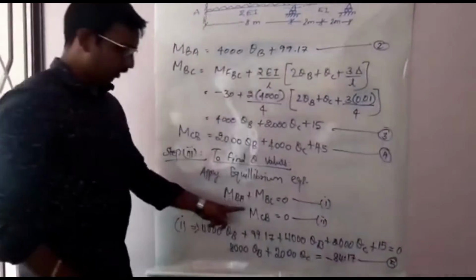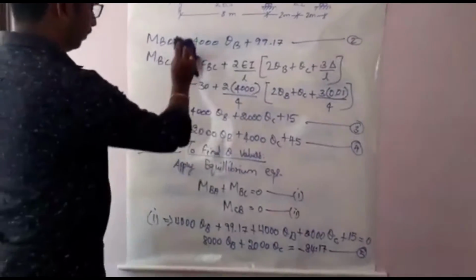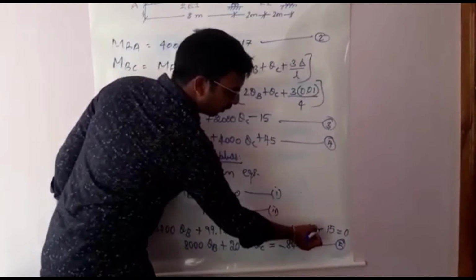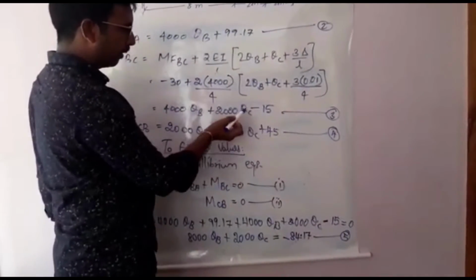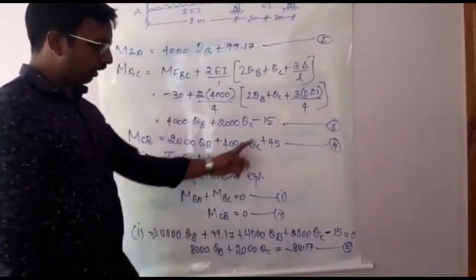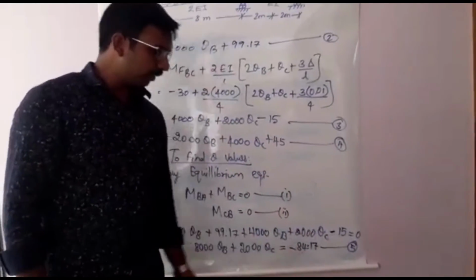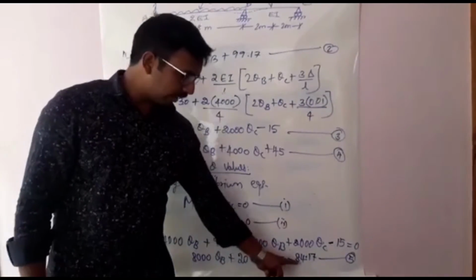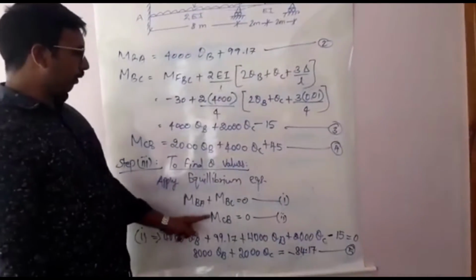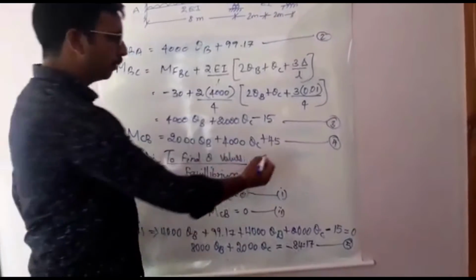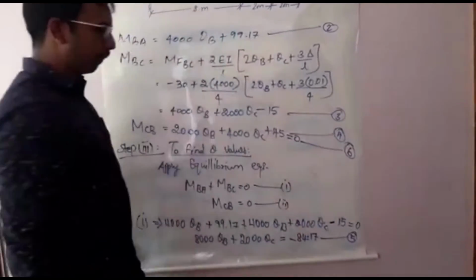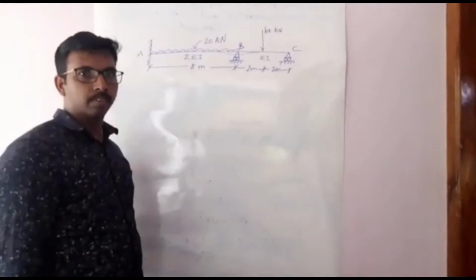Then MCB equal to 0. Sorry, in this value you will get minus 15, because here also it is minus 15. I mistakenly wrote this. So you will get this value as minus 84.17. Then put MCB equal to 0. MCB value is this; put this equal to 0 and call this equation 6.